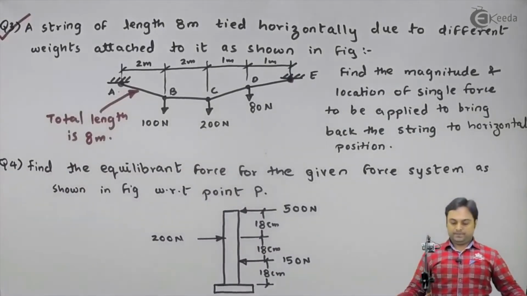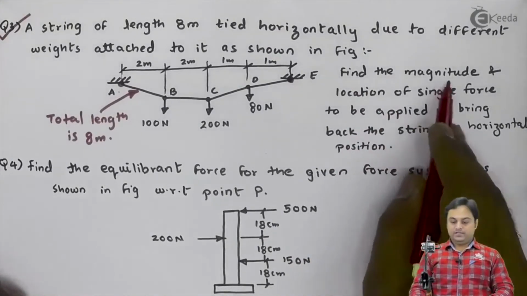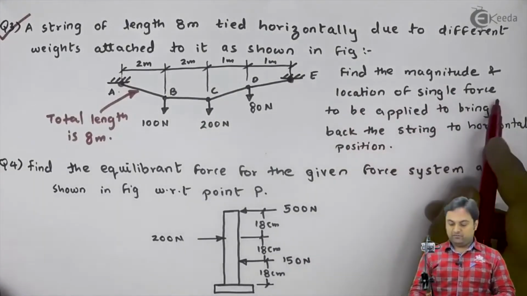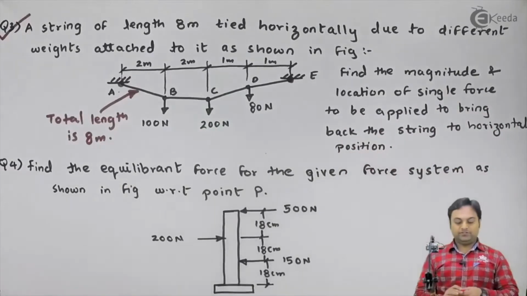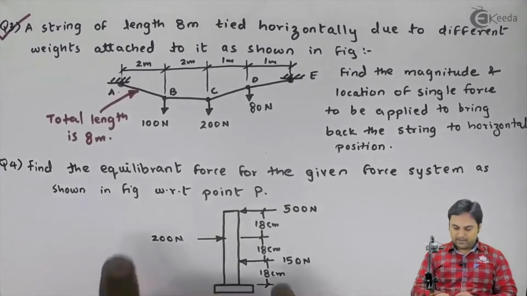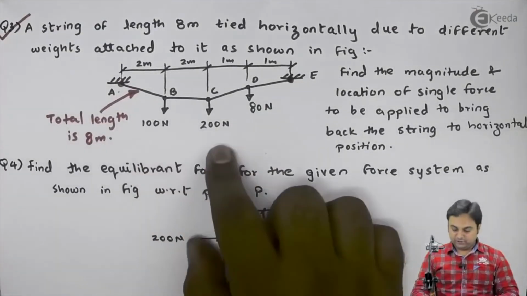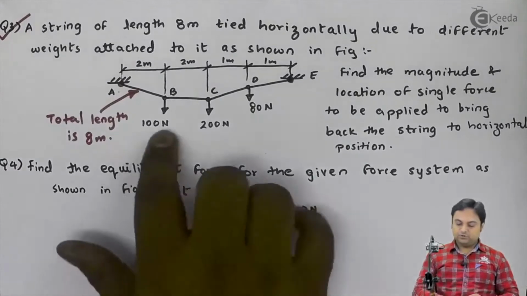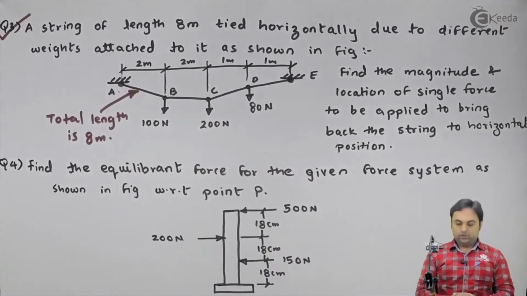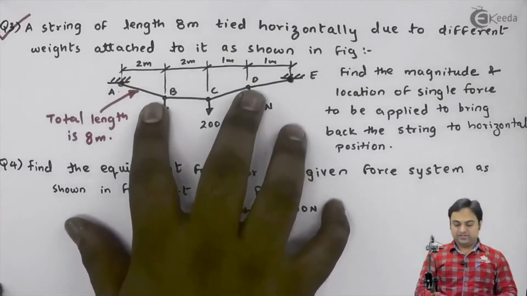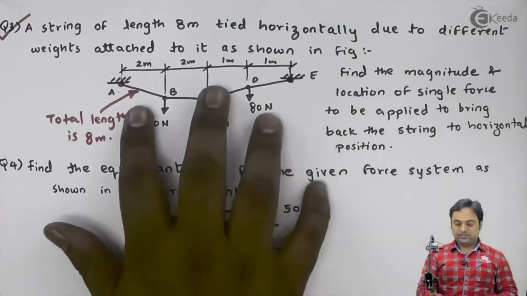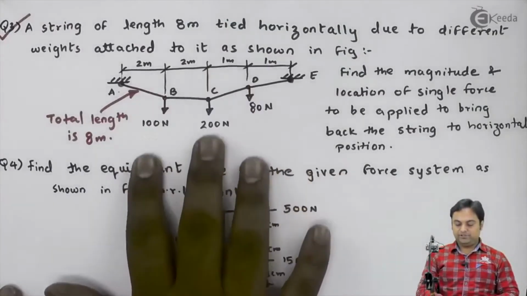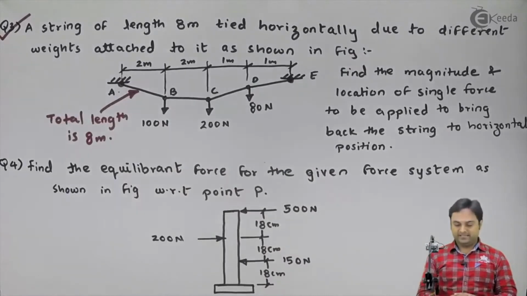Now, what is the question? The question is: find the magnitude and location of a single force to be applied to bring back the string to horizontal position. It means that because of the loads which they have given, 100, 200 and 80, since the loads act in the downward direction, the loads will try to pull the string in their direction. The meaning is, because of these loads the string would be pulled in the downward direction.